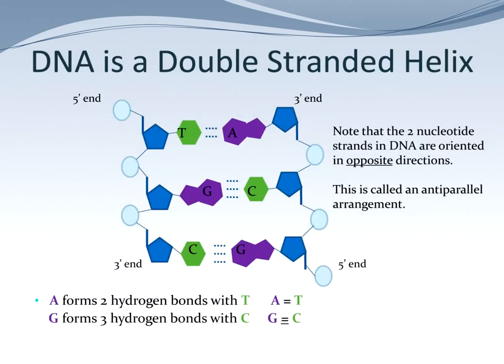In a DNA molecule, the 2 nucleotide strands are held together by hydrogen bonds between opposite nitrogenous bases. Notice the orientation of the 2 strands relative to each other, that their 5' and 3' ends are in opposite directions. This is sometimes called an anti-parallel arrangement.